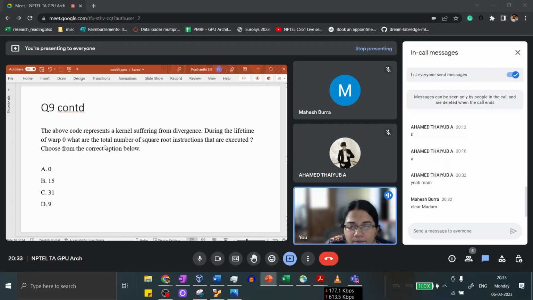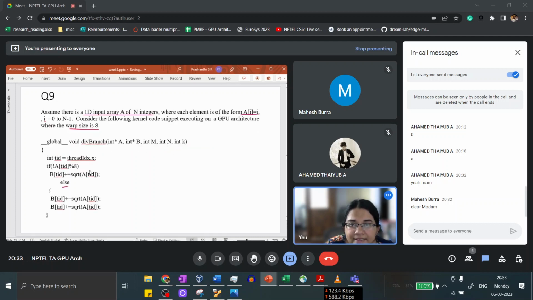During the lifetime of warp 0, what is the total number of square root instructions that are executed? Options are 0, 15, 31, 9. So what is asked is very simple. For warp 0, how many square root instructions are executed? So these are your square root instructions, right? Warp size is 8, and for warp 0 we are wondering how many square root instructions are executed. So think about that. We'll take 2 minutes here again.